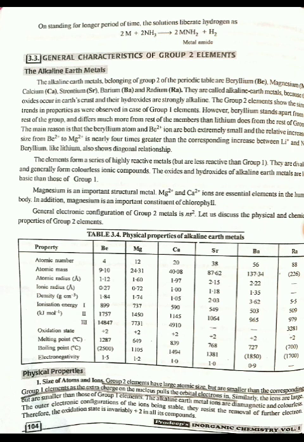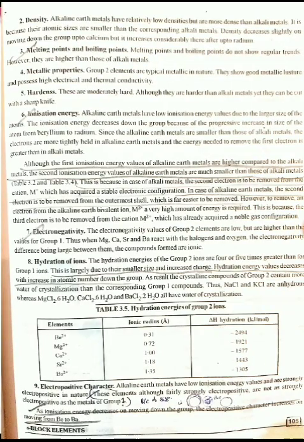Physical properties. First, size of atoms and ions. Group 2 elements have large atomic size but are smaller than the corresponding group 1 elements, as the extra charge on the nucleus pulls the orbital electrons in. Similarly, the ions are large but are smaller than those of group 1 elements. The alkaline earth metal ions are diamagnetic and colorless. The outer electronic configurations of the ions being stable, they resist the removal of further electrons. Therefore, the oxidation state is invariably +2 in all its compounds.